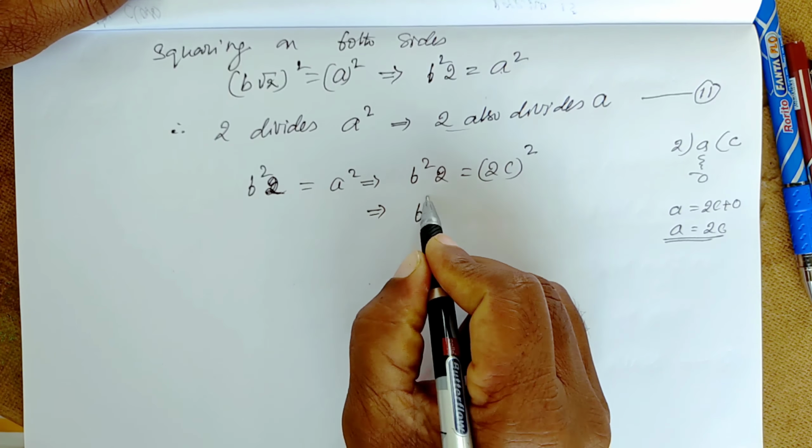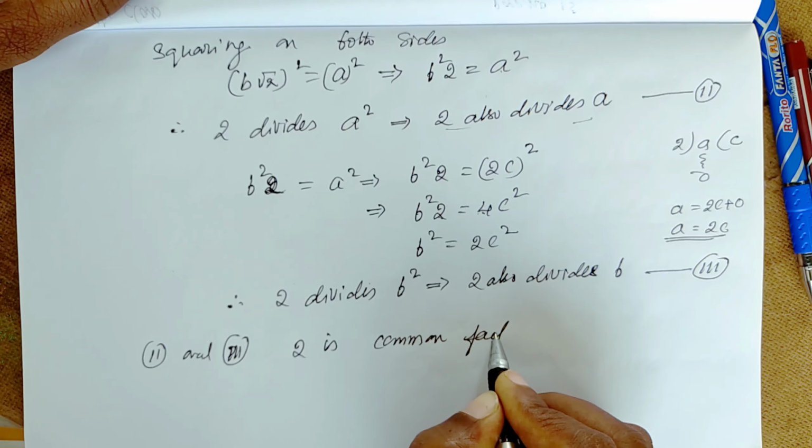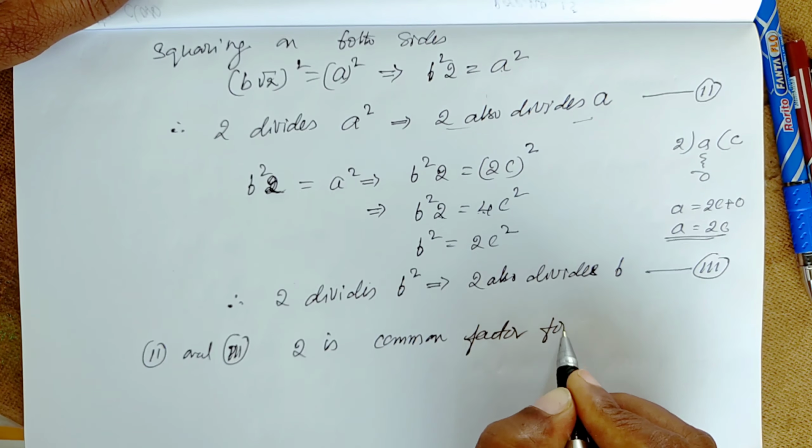From here we conclude that 2 is a factor of B square. Therefore 2 divides B square, therefore 2 also divides B. Let it be statement 3. Now if you see statement 2 and statement 3, 2 is a common factor for A and B.